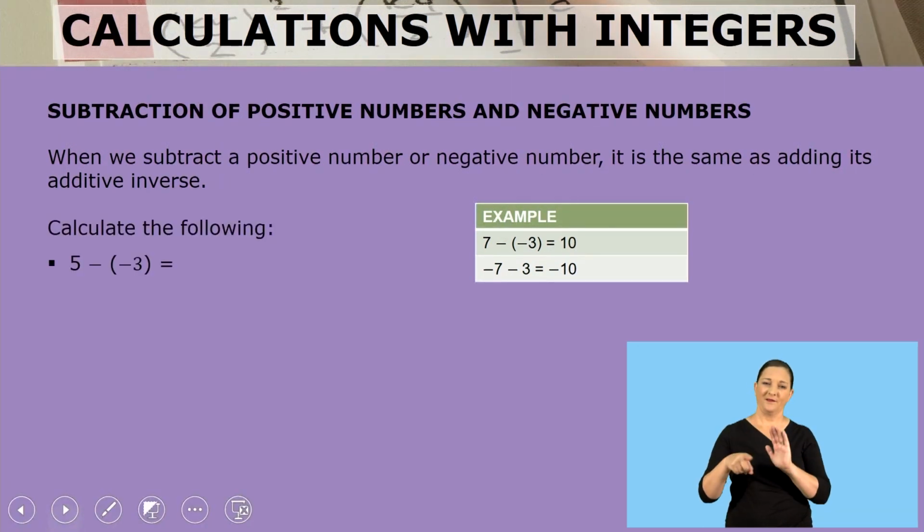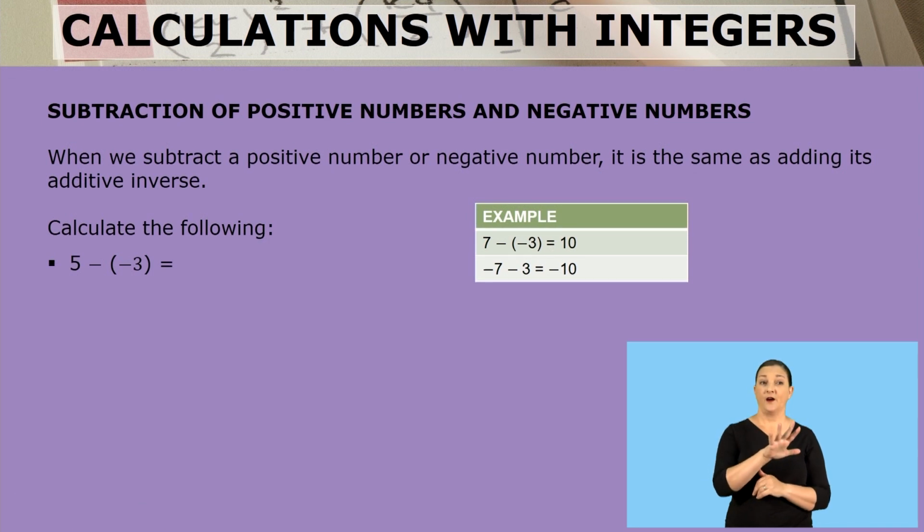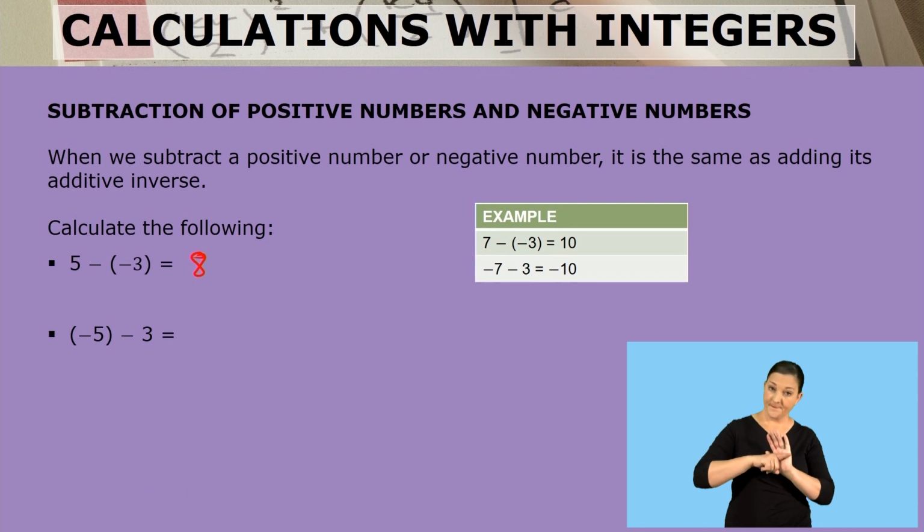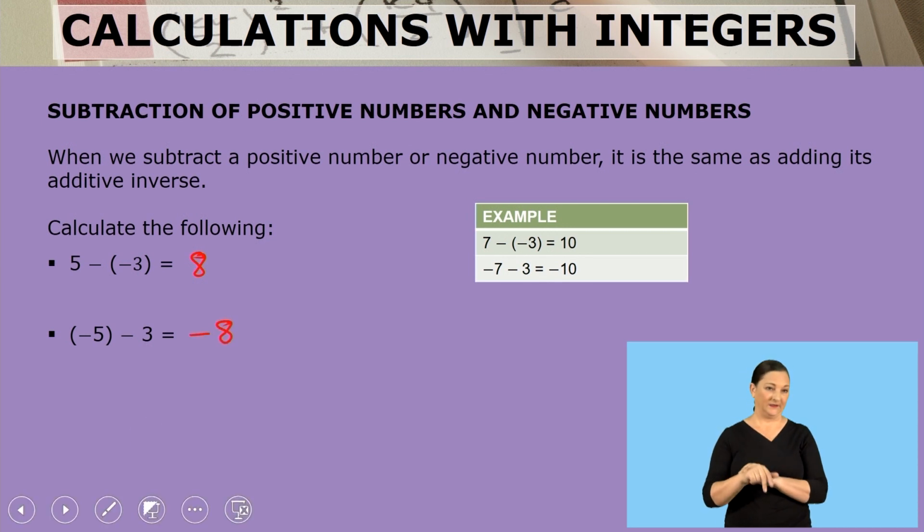Let's look at these examples. I have here 5 minus negative 3. The additive inverse of negative 3 is a positive 3. So 5 plus 3 is 8. Then we have a negative 5 minus a 3. And the additive inverse of a positive 3 is a negative 3. So if I say negative 5 plus negative 3, that will give me a negative 8.